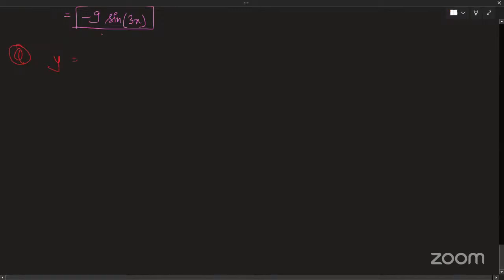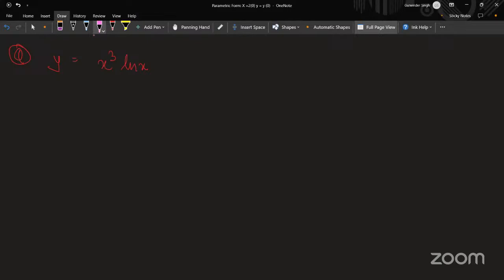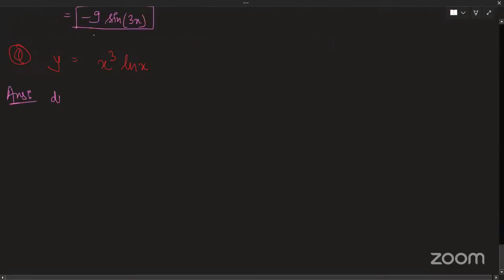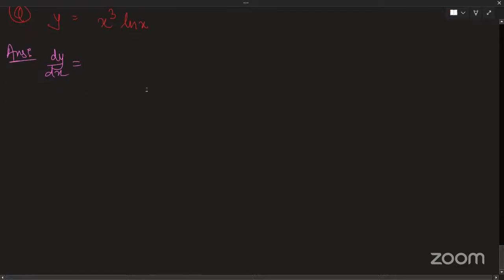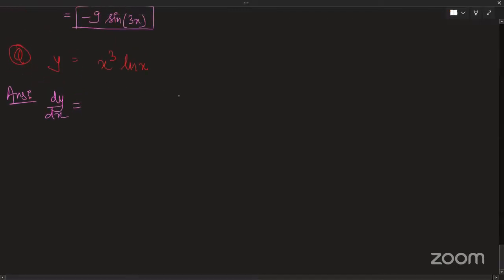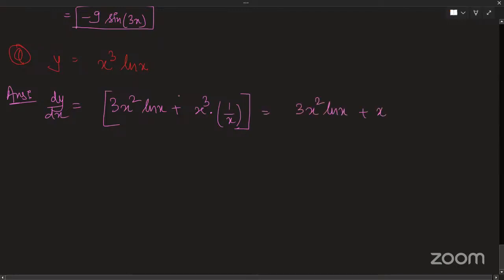Your y has been given to you as x cube into ln of x. Can you tell me what is your value of dy by dx? How do you differentiate x cube into ln of x? Product rule. Great. You differentiate your first function, keep your second as it is, and then keep your first function as it is and differentiate your second function. So this will be 3x square into ln x plus x square, right?